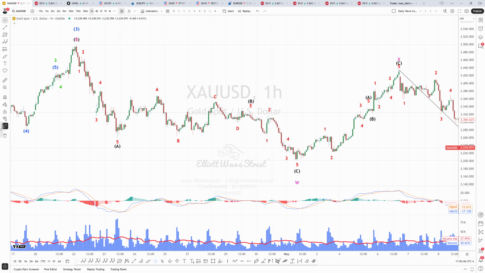Here we have the price on gold. This is gold hourly chart. You can apply these techniques on any time frame and any instrument.